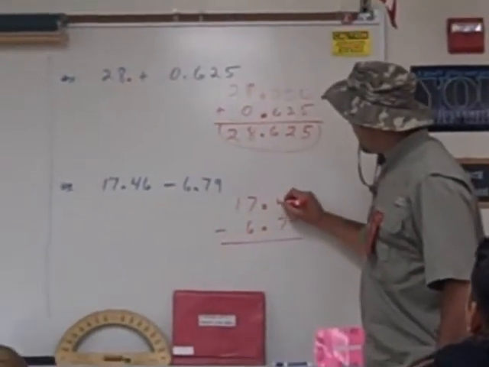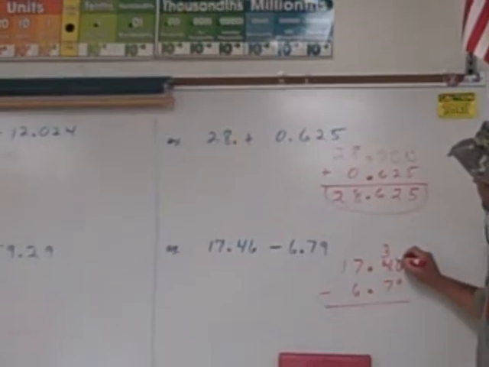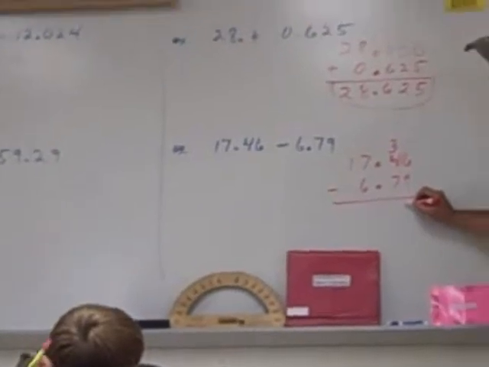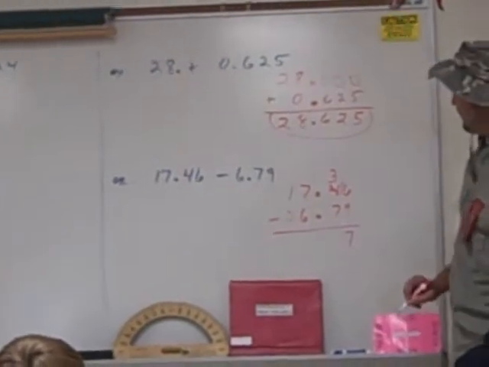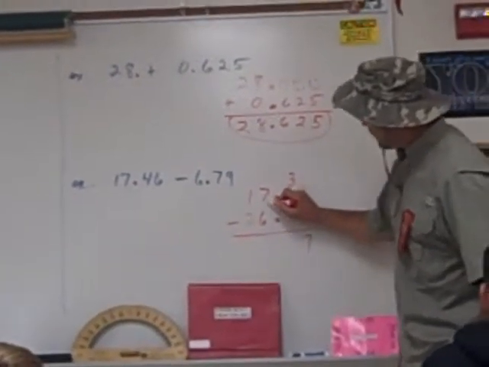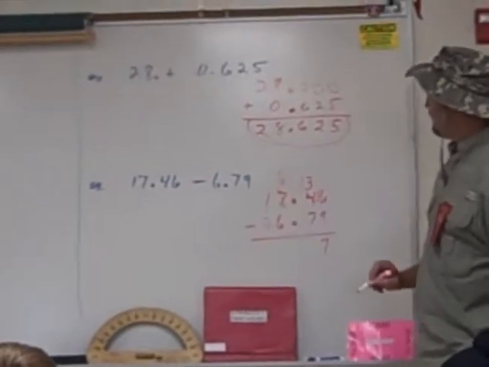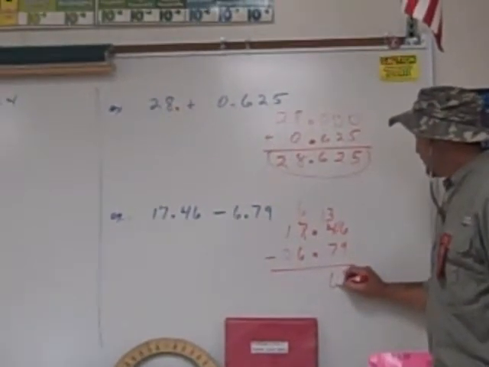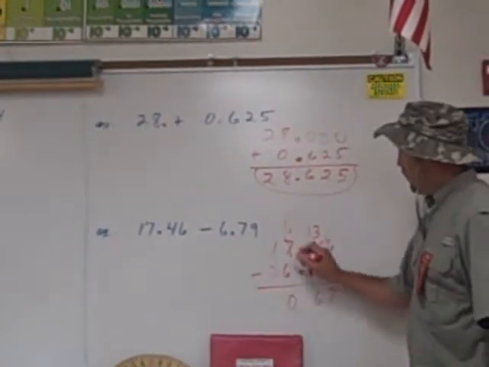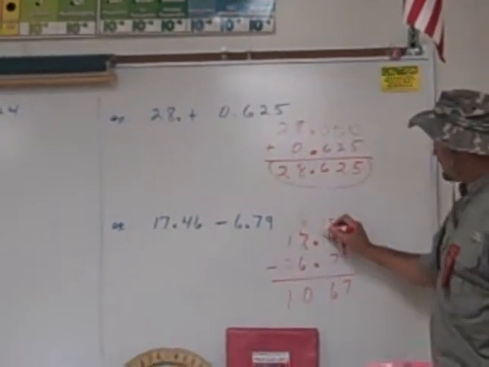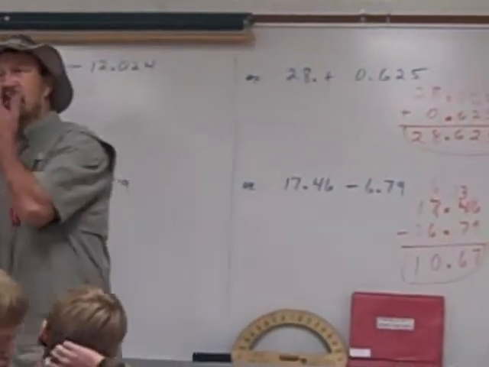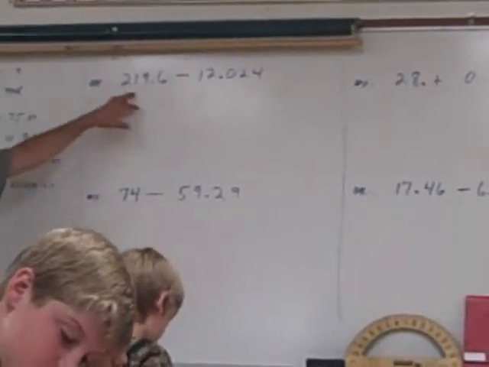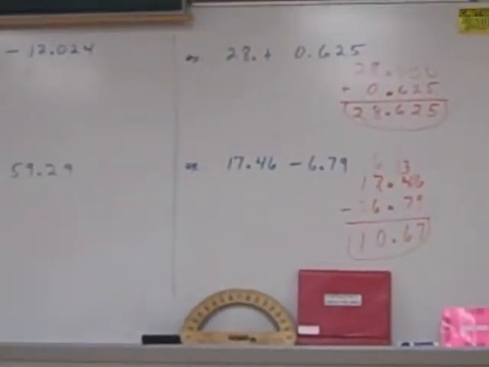Oh, it's minus. 6 minus 9. Can't do it. I gotta borrow. Borrow from the 3, writing a 1. A 16 minus 9. 7. 3 minus 7. So I gotta come over there and borrow to there. 13 minus 7. 6. 6 minus 6. 1 minus nothing. Decimal straight down. Bingo. Subtraction's the same way. You just gotta be careful when you borrow. Alright? 219.6 minus 12.024.